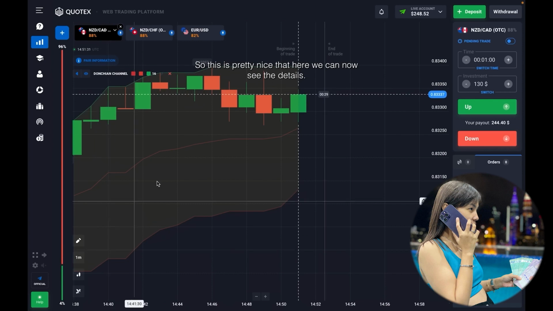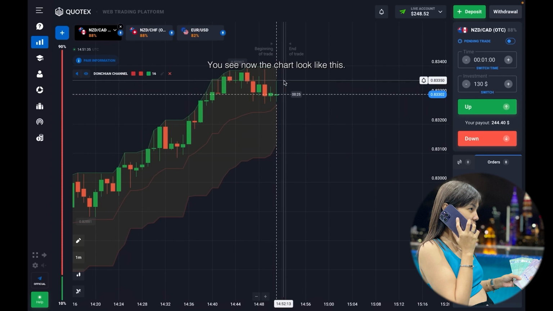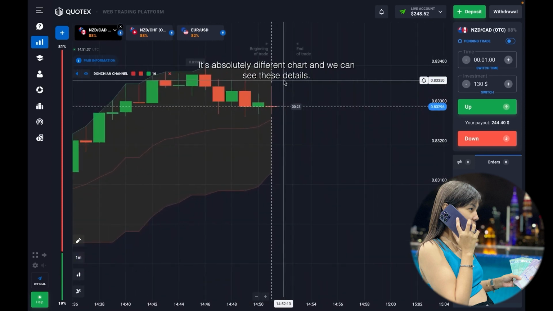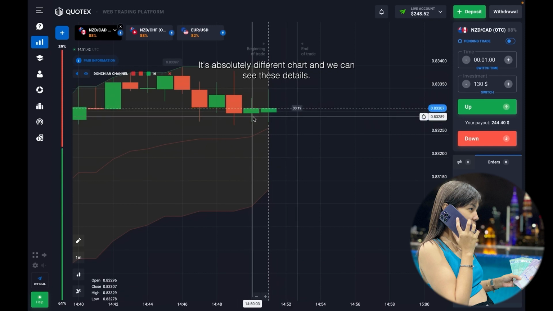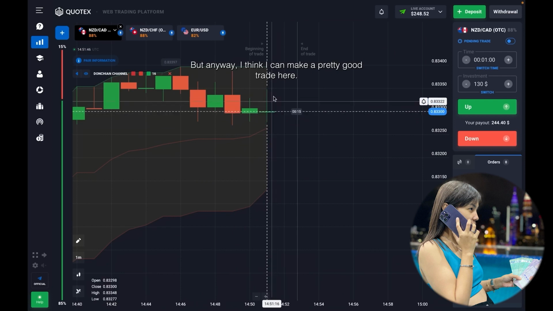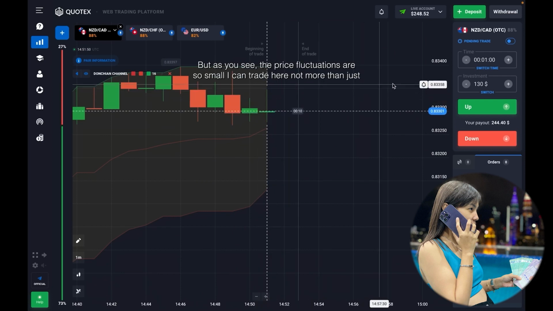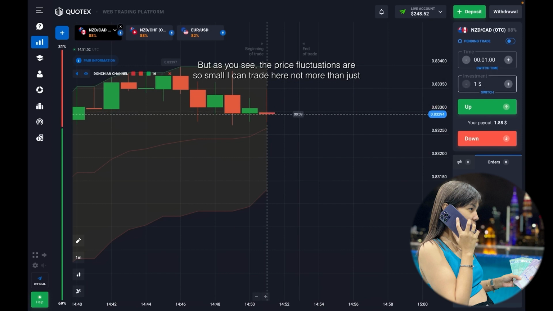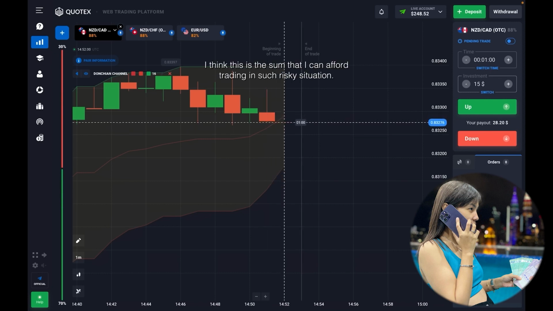And here we can now see the details, and you see now the chart looks like this. It's an absolutely different chart, and we can see these details. But anyway, I think that I can make a pretty good trade here, but as you see, the price fluctuations are so small and I can trade here with not more than just $15. I think this is something that I can afford trading in such a risky situation.